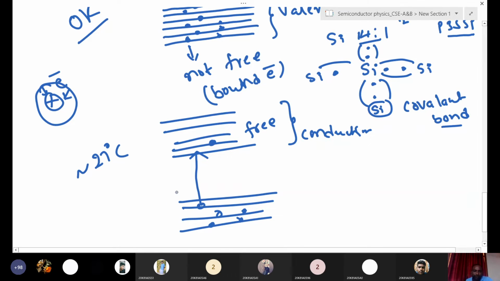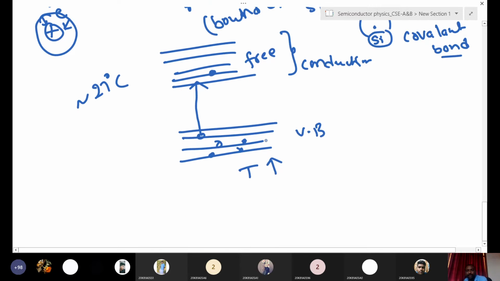So if you increase the temperature, the bound electrons in the valence band get the thermal energy and they will jump into the conduction band. Once they jump into the conduction band, they are free. They can move in any direction because they are not bound to the nucleus. That's why we will get current if we use semiconductors.